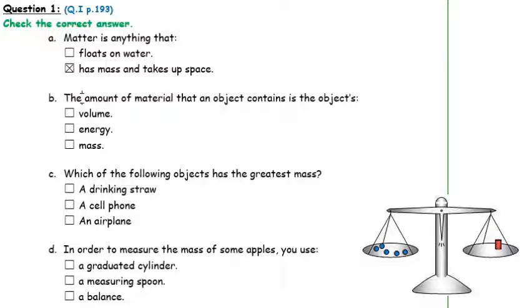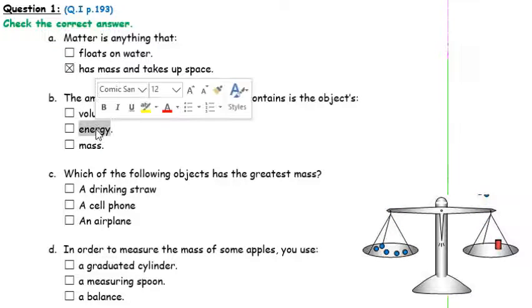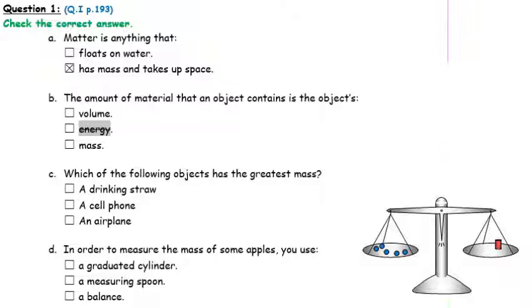Part B. The amount of material that an object contains is the object's what? Is it its volume, energy, or mass? I will cross the word energy since no one talked about it in the lecture. We're not talking about energies in here. We still have two choices, volume and mass.